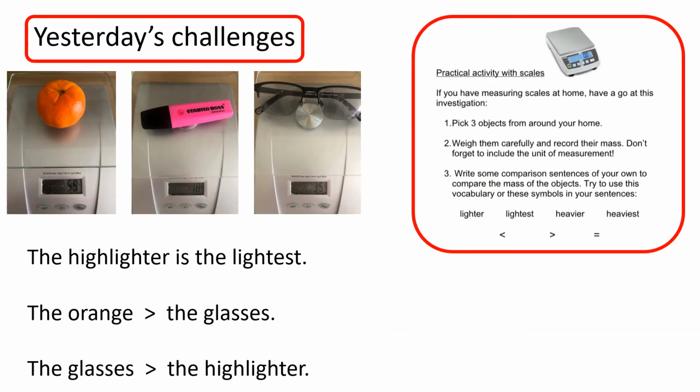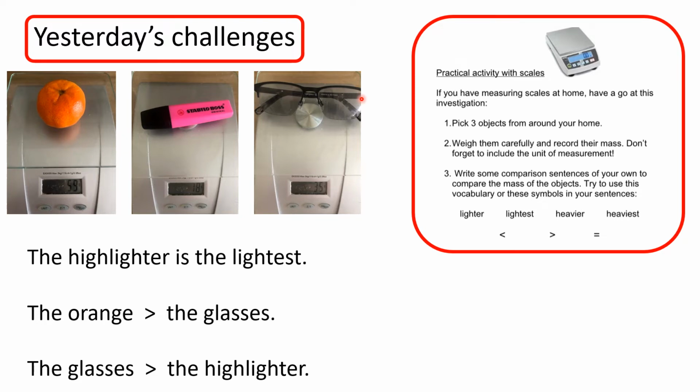And then the second challenge we set for you yesterday was something a bit more practical and an investigation for you to try at home. So we asked you to have a go at using some scales to measure 3 objects from around your home. I did this investigation too, and as you can see, I weighed an orange, I weighed a highlighter, and I weighed some glasses which actually belong to my dad.